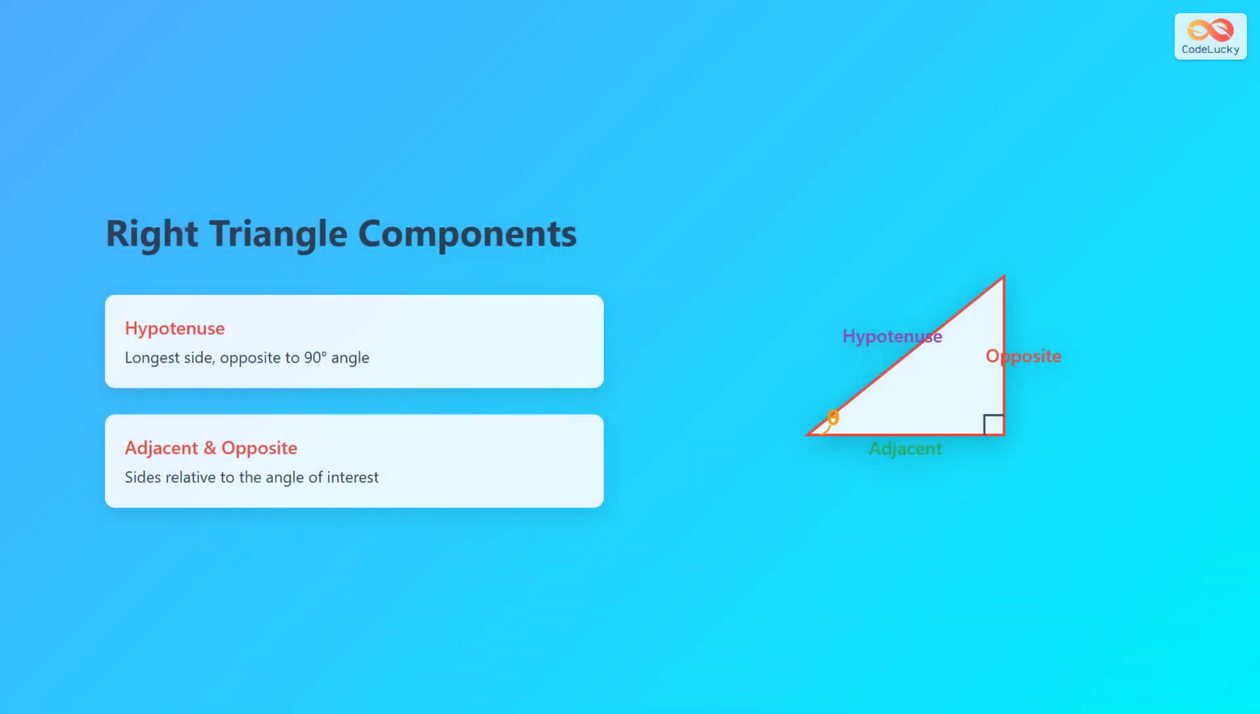Let's begin by understanding the components of a right triangle. The longest side, which is opposite the 90-degree angle, is called the hypotenuse. The other two sides are referred to as adjacent and opposite, and these are defined relative to the angle of interest, which is often denoted by the Greek letter theta. The adjacent side is next to the angle theta, while the opposite side is across from the angle theta.